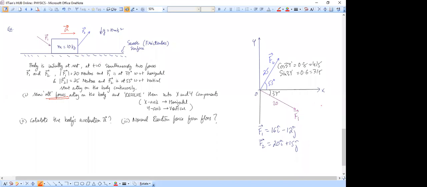Right? So once you understood this resolution of forces, now let's come back to the actual block. Okay. So let's see what's happening to the actual block first of all.